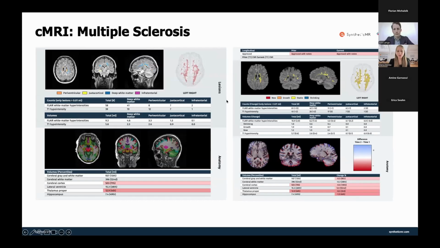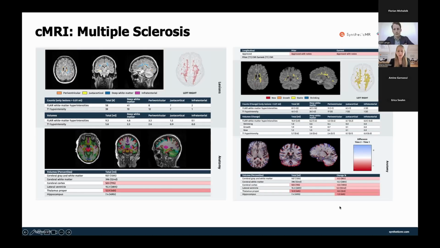Another quick example I want to show is our multiple sclerosis solution, and you can see the cross-sectional report on the left, the longitudinal report on the right. You can see we can detect lesions, counts and volumes in the different areas of the brain, so periventricular, juxtacortical, deep white matter, and infratentorial. And then, of course, for the longitudinal monitoring part, it's mostly relevant whether a patient developed any new lesions that you can see marked in red, and then also illustrated here as plus 12 new lesions.